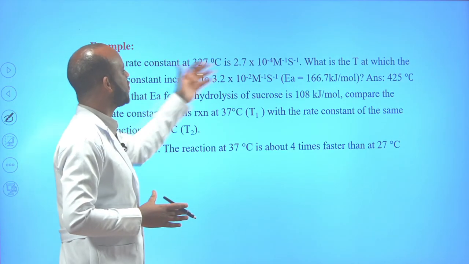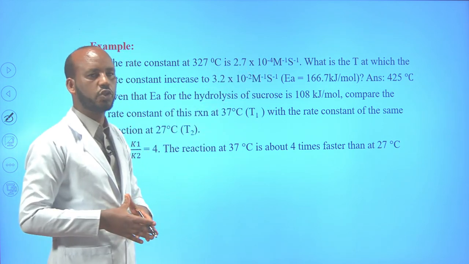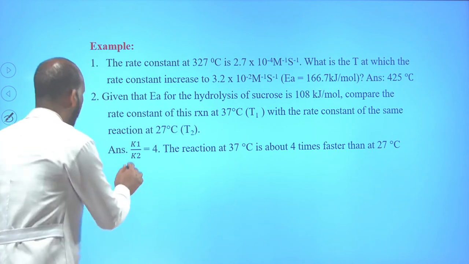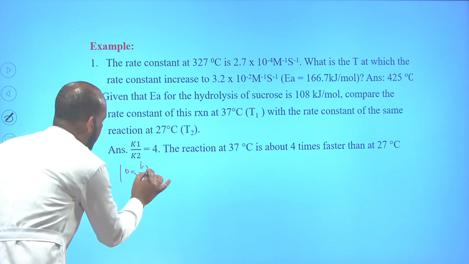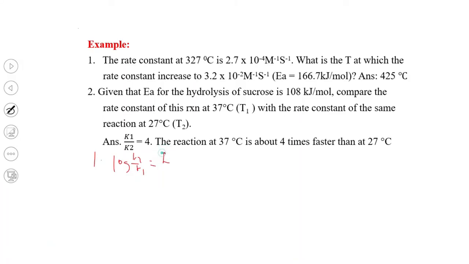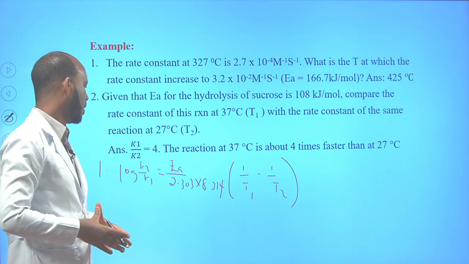Yes. For two different temperatures, we have two rate constants, k1 and k2. Therefore, log k2 divided by k1 equals activation energy Ea divided by 2.303 R, where R is the universal gas constant having value 8.314 joule per Kelvin, times 1 over T1 minus 1 over temperature 2. Now what is given?